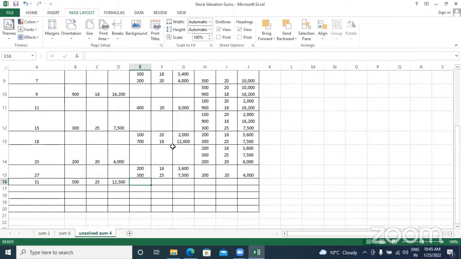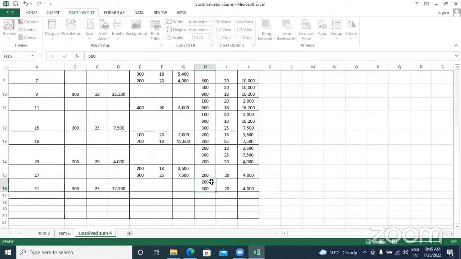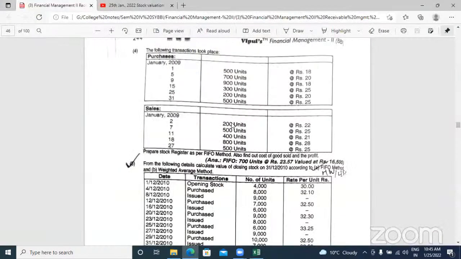12,500. Okay. Now issue will be nil, and come to the balance. The first stock will be the same, so I will just copy this down in the balance. But after 200, you have purchased 500 more, so 500 has to be added here. The rate of 500 was 25, and the amount of 500 into 25 was 12,500. Very good.